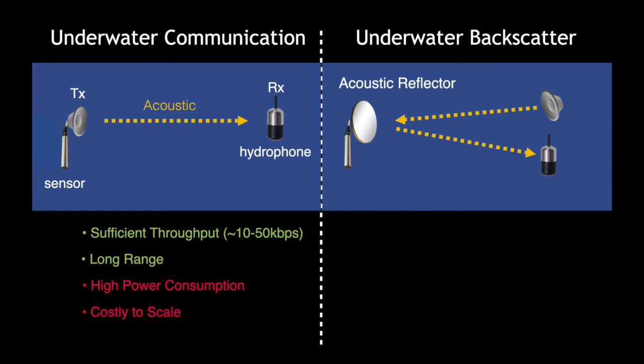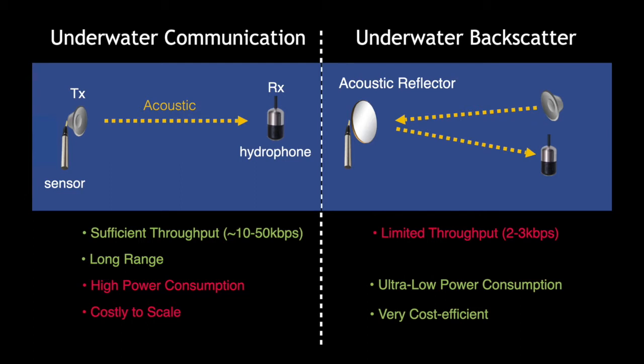Now, in this approach, because the sensor does not need to generate its acoustic signal, it is ultra low power, and in fact, we can even design completely battery-less sensor. And it becomes very cost efficient to scale. But what we observe with this approach is we can only achieve the communication with a very limited throughput of about 2 to 3 kilobits per second, which limits us significantly to enable many applications. Additionally, we were only able to communicate over a short range of about 5 to 10 meters.